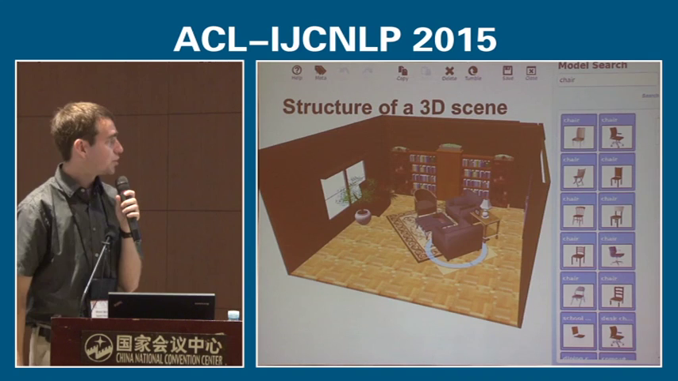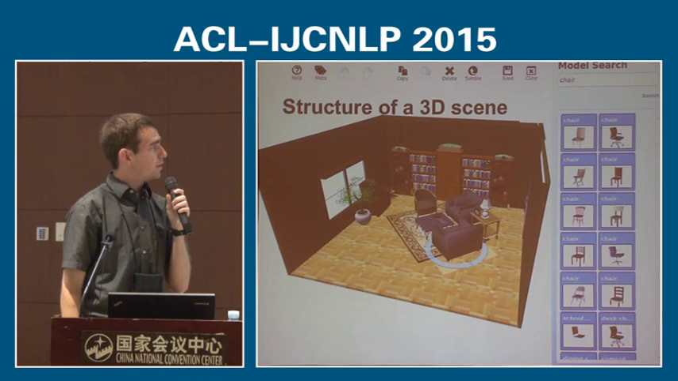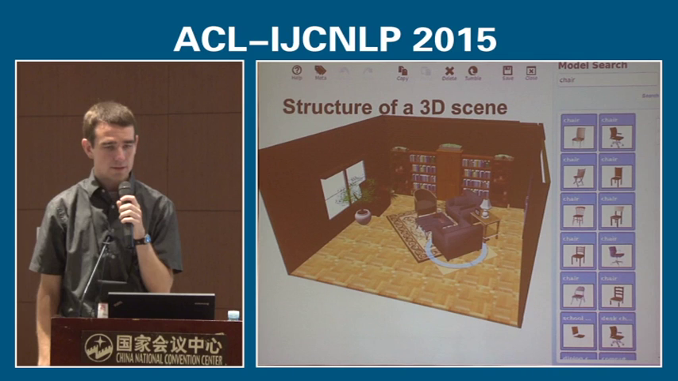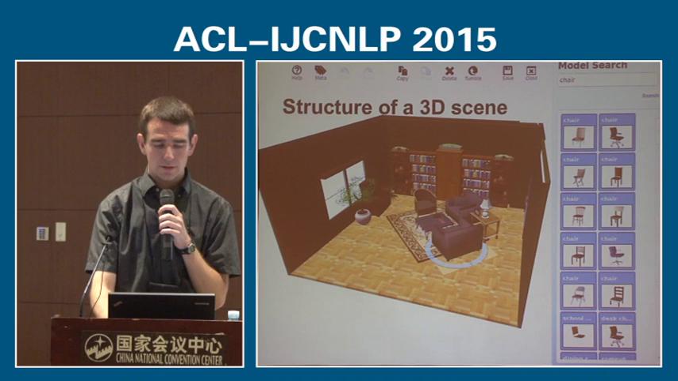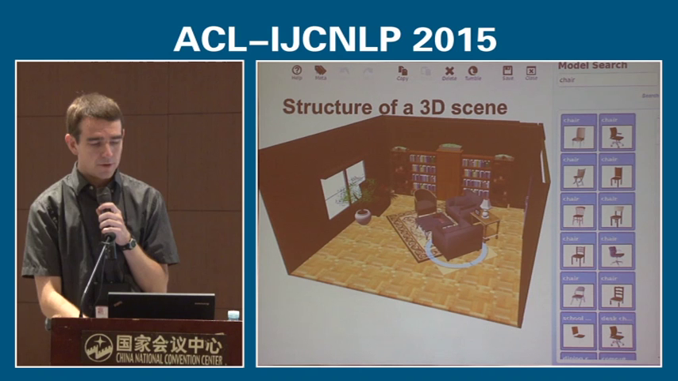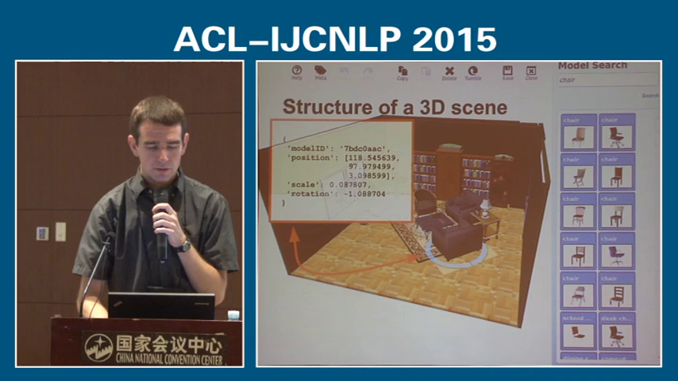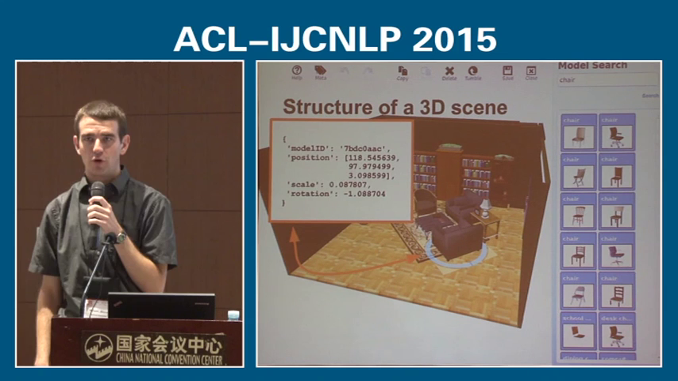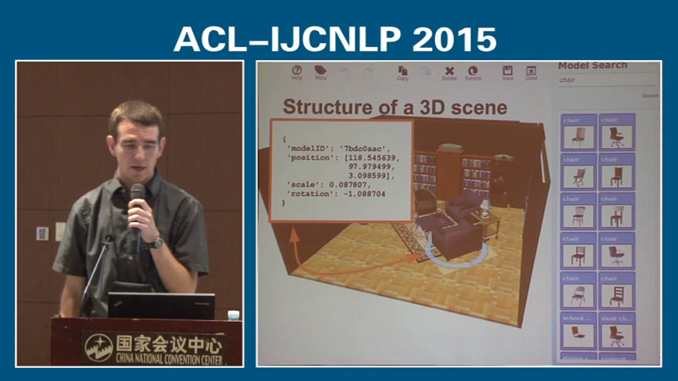Here's a picture of this interface, to try to show the structure of the 3D scenes that they're building with this system. Each 3D scene consists of some number of 3D models, each of which is identified by an ID, as well as their spatial transforms. You can think of this as position, scaling, and rotation.